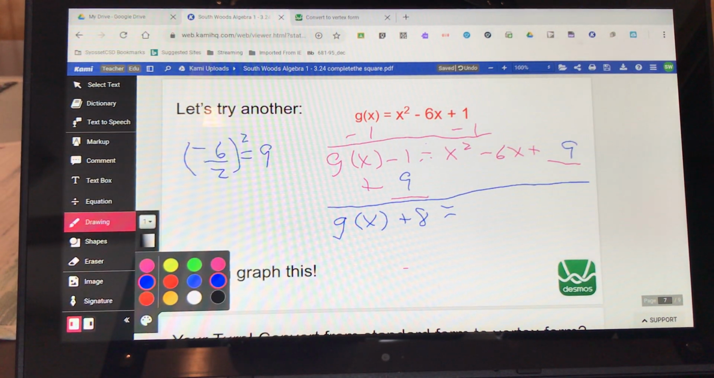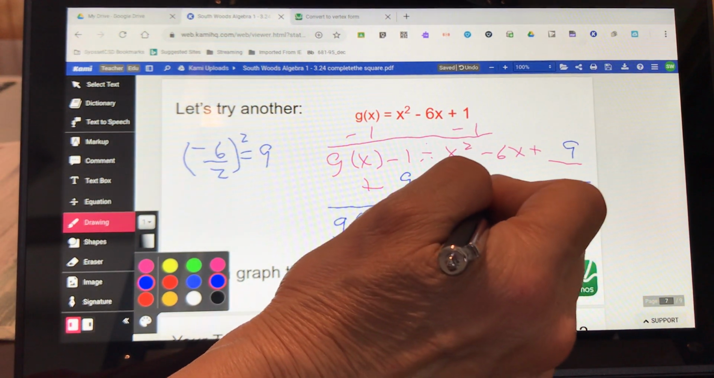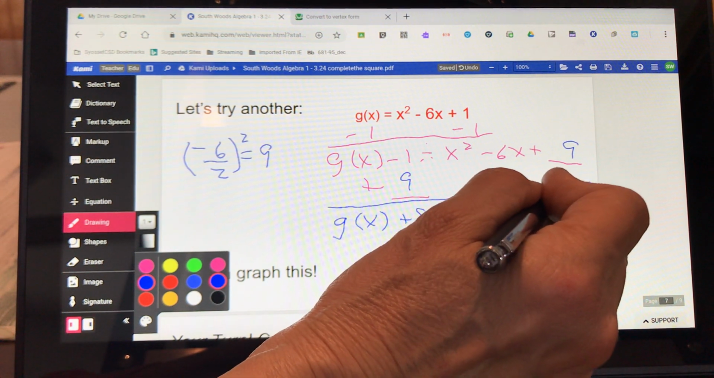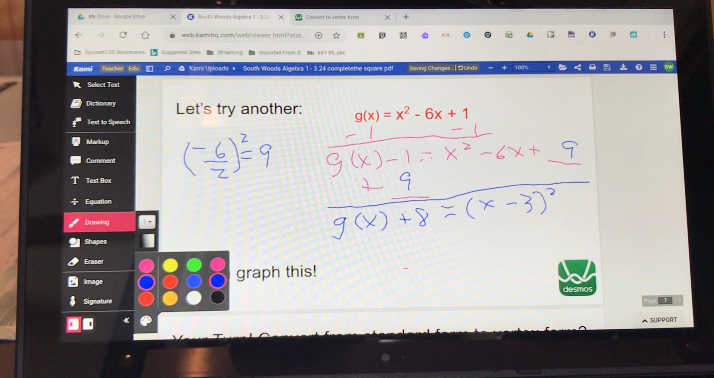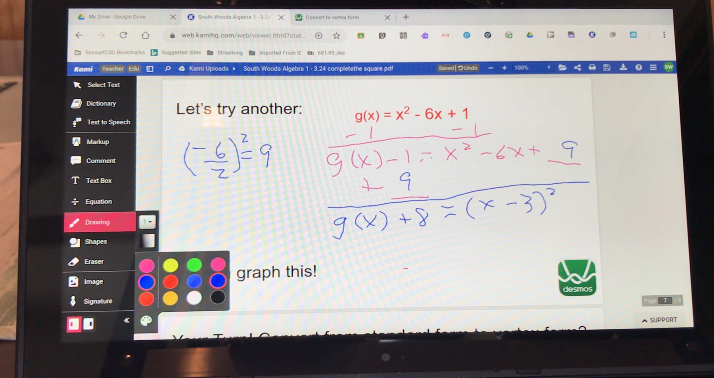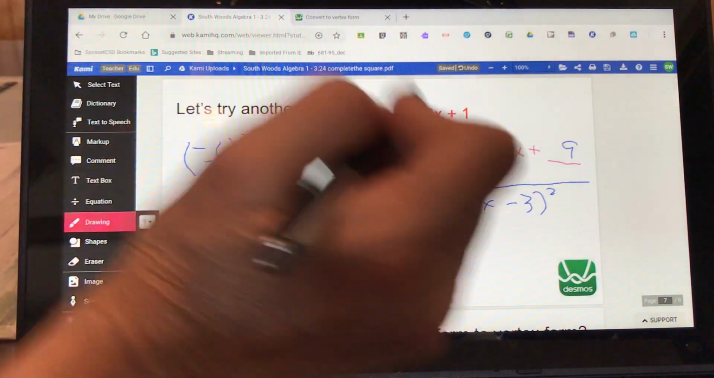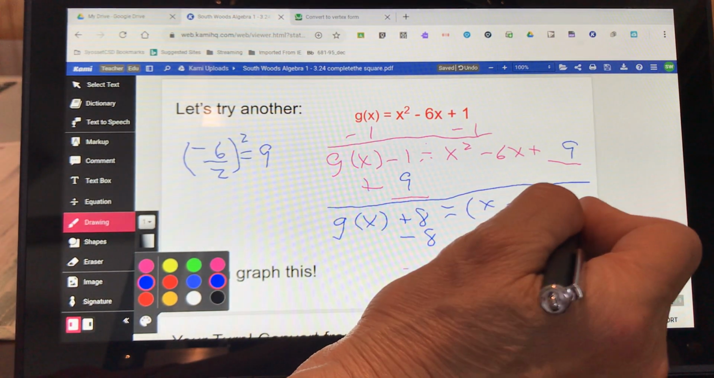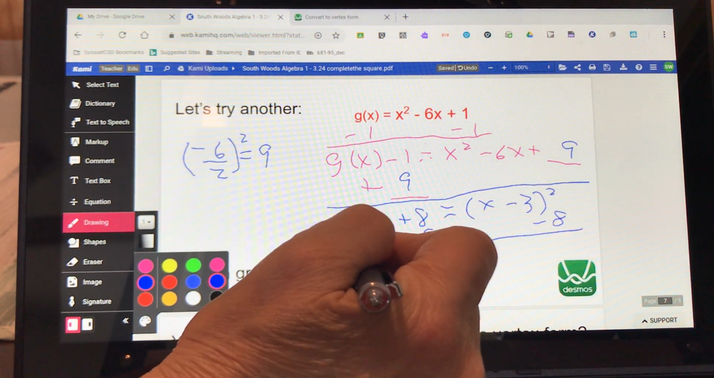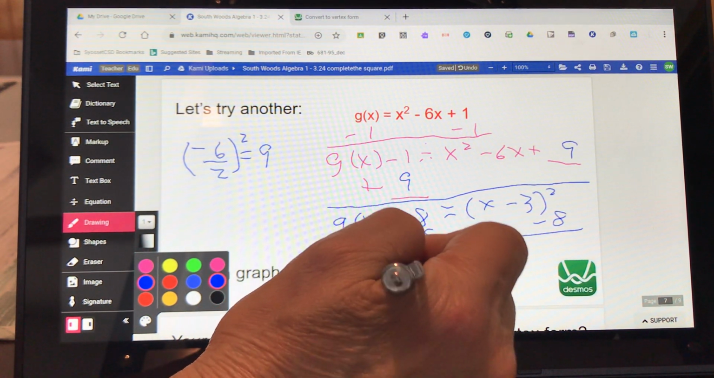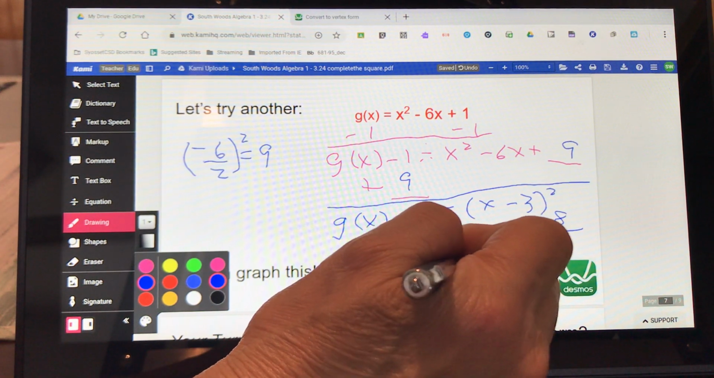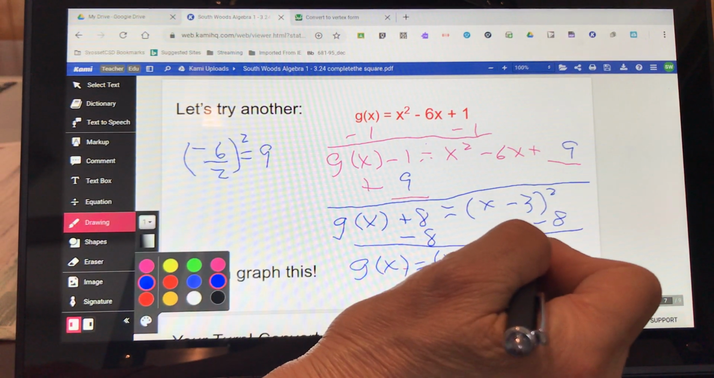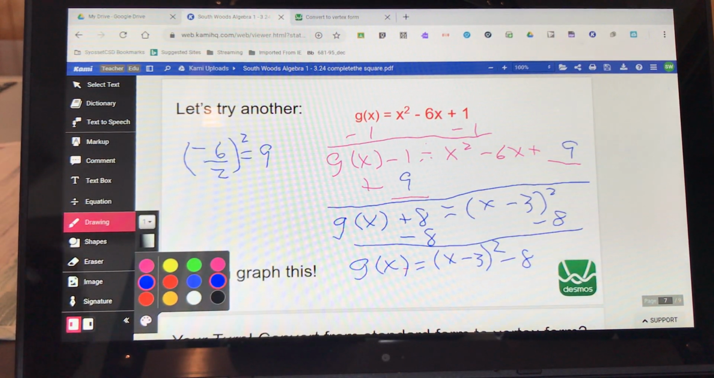And on the right side, we have a perfect square trinomial, which we're going to crunch into a perfect square binomial, taking the square root of the x squared and the square root of the constant and making sure the sign of the middle term matches. And now it's an easy case of just subtracting 8 from both sides to solve for g of x. We have g of x equals x minus 3 squared minus 8. Hopefully you can find the vertex now.